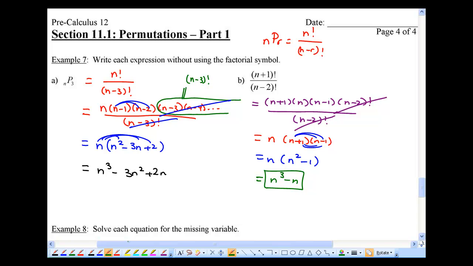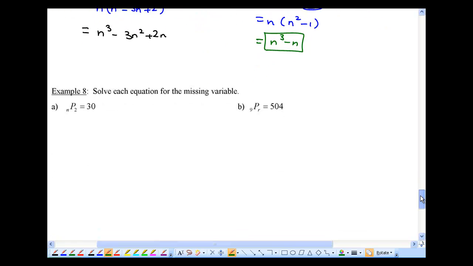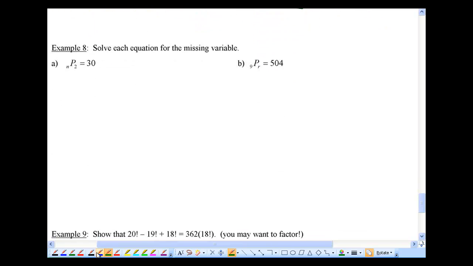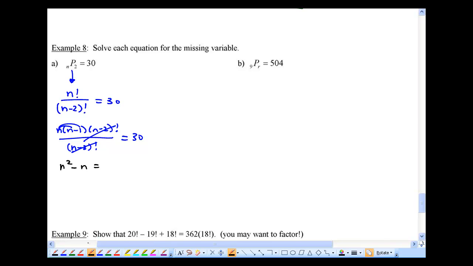Alright, example 8. You're going to have to know how to solve questions too. So once again, using that formula, you're going to try to do this. So let's simplify first. nP2 is just n factorial over, I think, n minus 2 factorial. Once again, write out the terms. n minus 1, n minus 2. I'm not going to go any further because I see the n minus 2 factorial on the bottom. And that's great because they cancel out or divide out. Going to distribute that in. So n squared minus n equals 30.